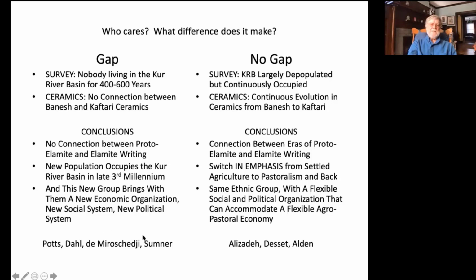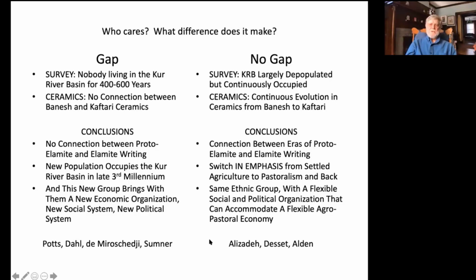And I think Pierre de Miroschedji, who's here and can correct me if I'm wrong, is probably on this side of the continuum as well. Jacob Dahl and Dan Potts, again, I feel would put themselves on the gap side of the continuum.